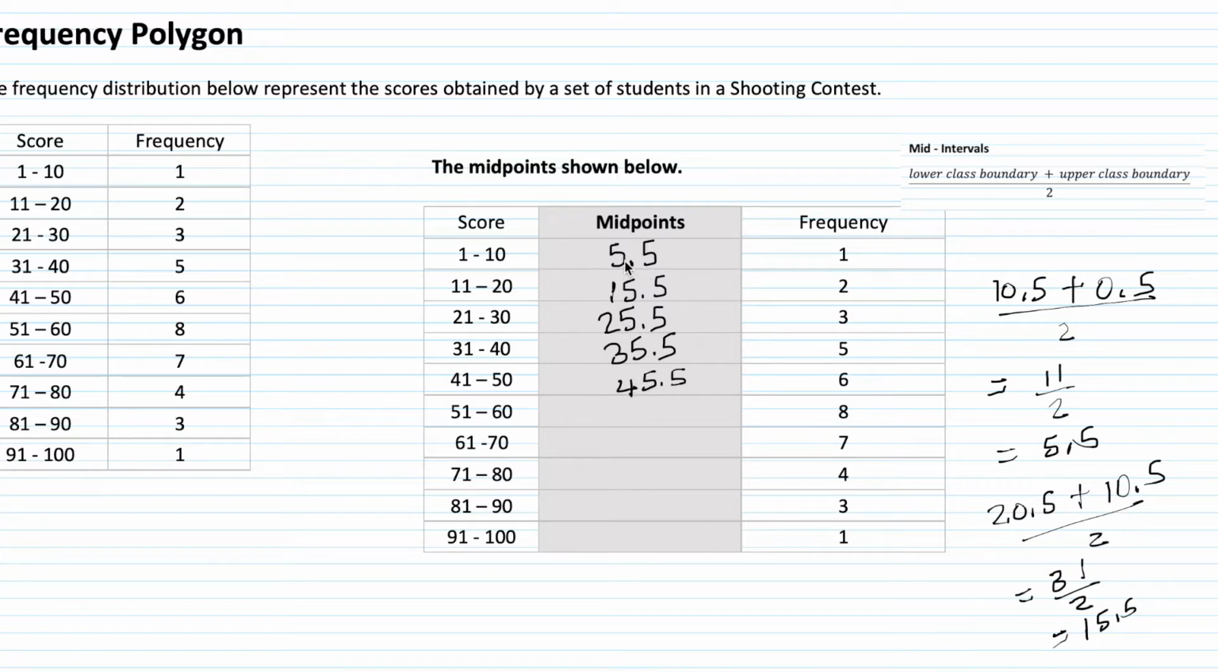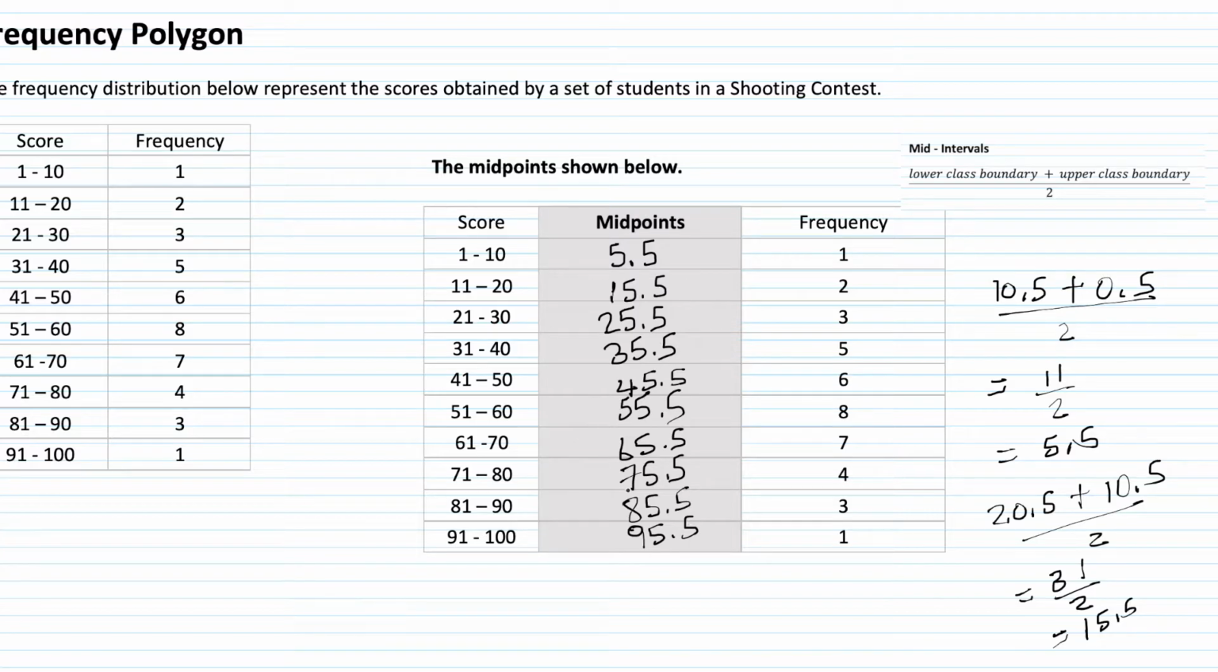we can see that the difference between them is 10. They're actually going up by 10. So here we know that the next one will be 55.5, then we have 65.5, 75.5, then we have 85.5, and the final one is 95.5.